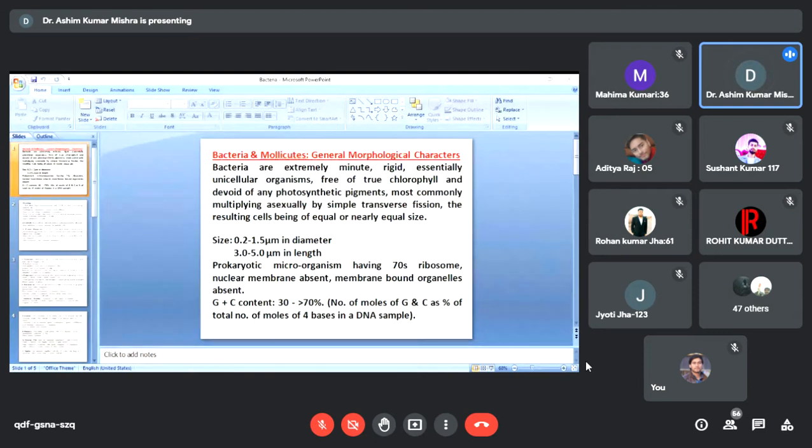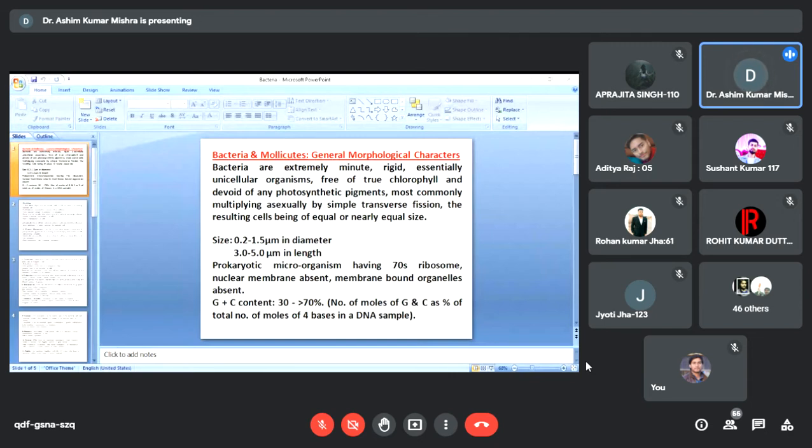So you might know these microorganisms are of two types. One is prokaryotic, another one is eukaryotic. In between, if somebody has some doubt, you can ask. These bacteria are prokaryotic microorganisms having 70S as ribosomal unit. S is the sedimentation coefficient. There is no nuclear membrane in bacteria, and the organelles are not bounded by a membrane. That means the organelles inside a bacterial cell are naked.